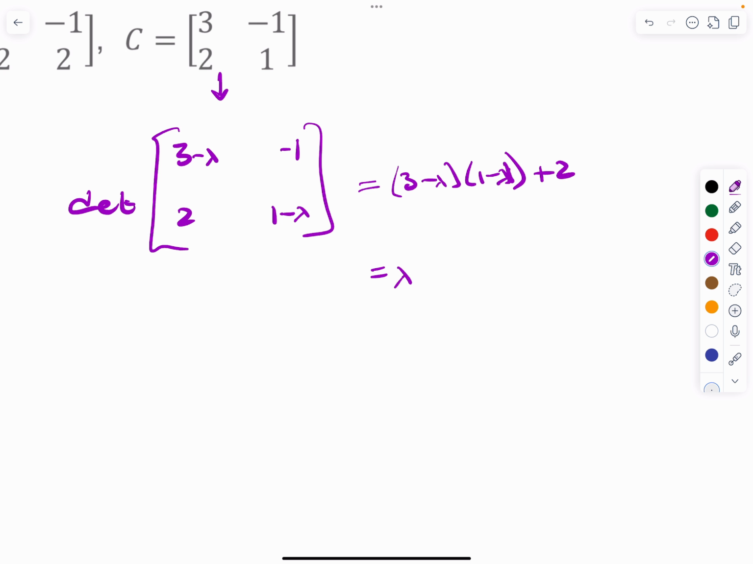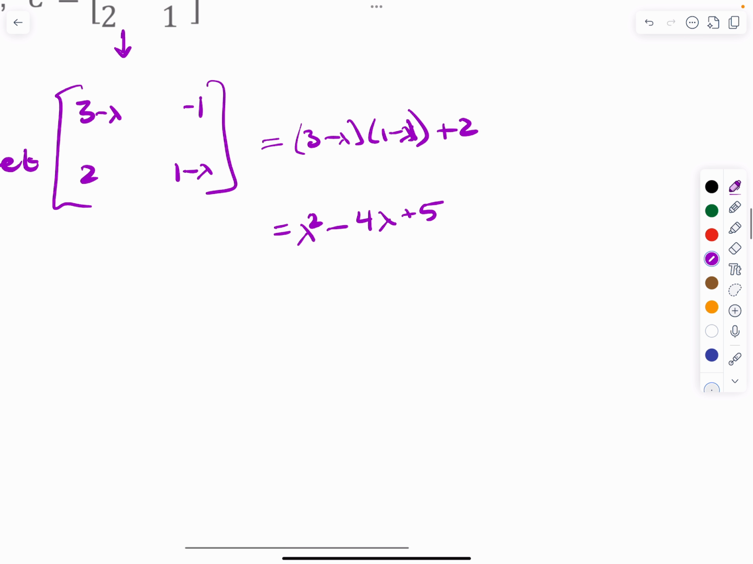So this is going to be lambda squared minus 4 lambda plus 3 plus 2 is plus 5. Okay, this works out nicer. Oh, it doesn't work out nicer. Did I do my math correct? 3 times 1 is 3, plus 2 is 5. And then, yeah, well, I was wrong. That's not going to be a nice one.